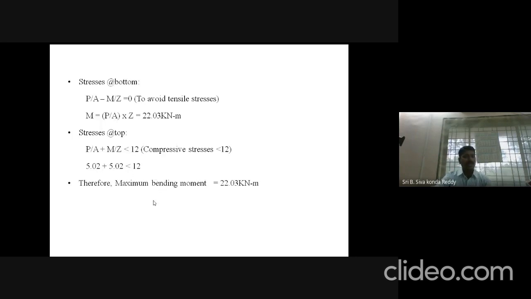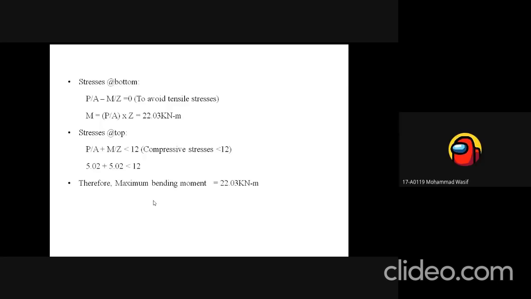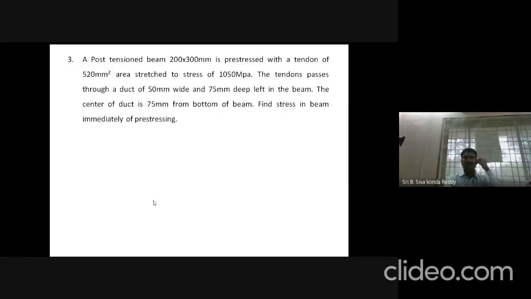So in which case the same bending moment that can be applied, such that no tension or compressive stresses are within limits, would be 22.03 kilonewton meter. Got it? Now let us come to the next example.